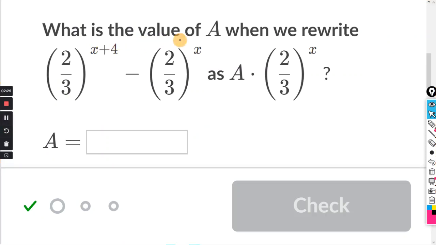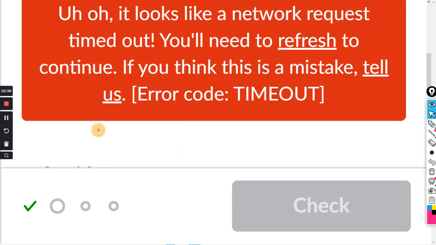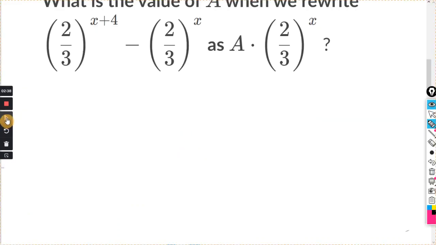What is the value of a when we rewrite this equation right here as a times 2 over 3 to the x? Again, we're just going to set them equal to each other. Rather than rewrite this whole thing, I'm just going to set this here equal to this right here. So I'm going to put an equal sign right here. I just made these expressions equivalent, and they want us to find the value of a. So I'm just going to solve for a.